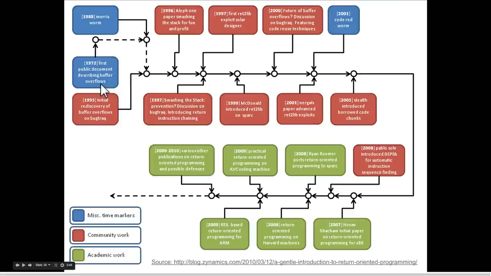So in 1995, buffer overflows were rediscovered. Aleph One released a paper called Smashing the Stack for Fun and Profit the year afterwards. And then in 1997, there were some defenses against stack smashing introduced. Naturally, the discussion evolved to, how do we break these defenses? And so the concept of reusing code that already exists was introduced to the world by some brilliant people.